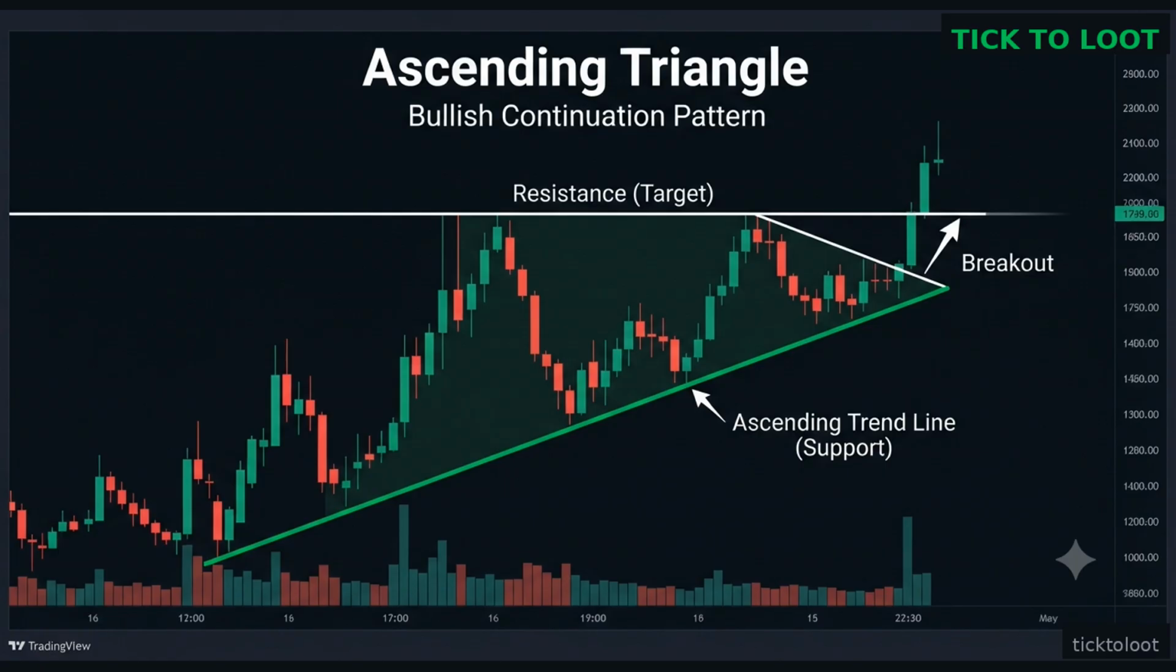An ascending triangle pattern is a bullish continuation pattern. It occurs when the price makes higher lows and meets a flat top resistance. If the price breaks above the resistance, it's a signal to enter a long position.